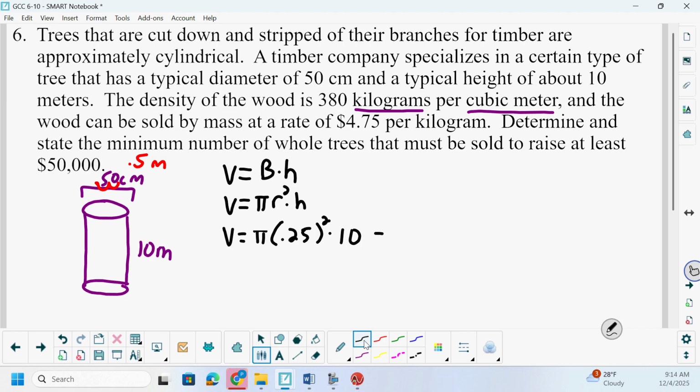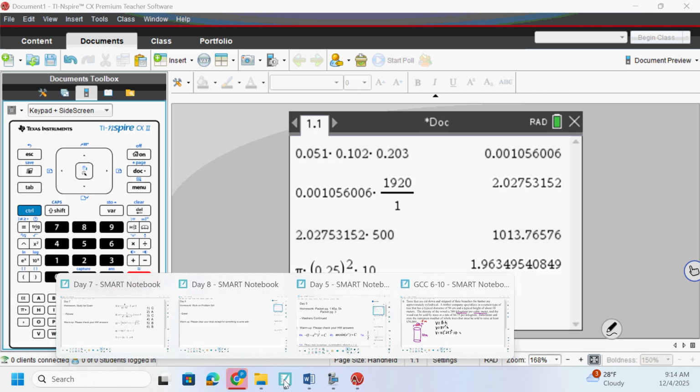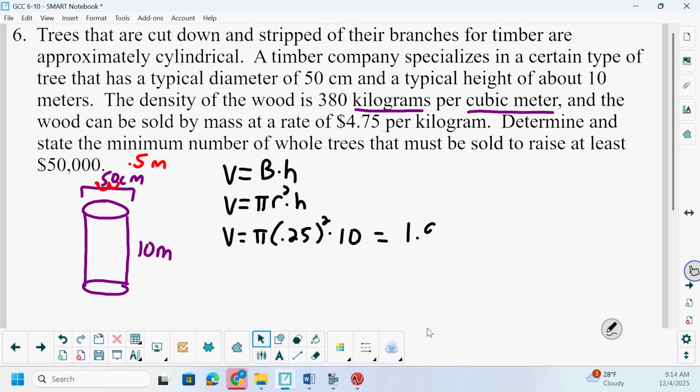So we'll go ahead and put that in the calculator, and put the pi right in and everything. So we should get 1.96 and change. So we'll put that here. We got 1.96 dot dot dot. And our units, because we just found a volume and we used meters, are meters cubed.